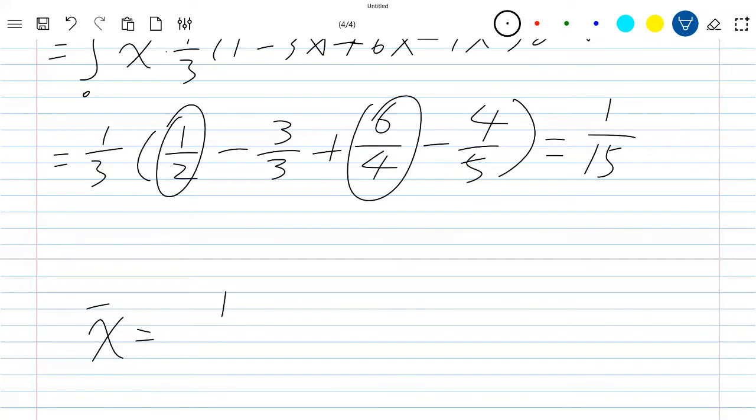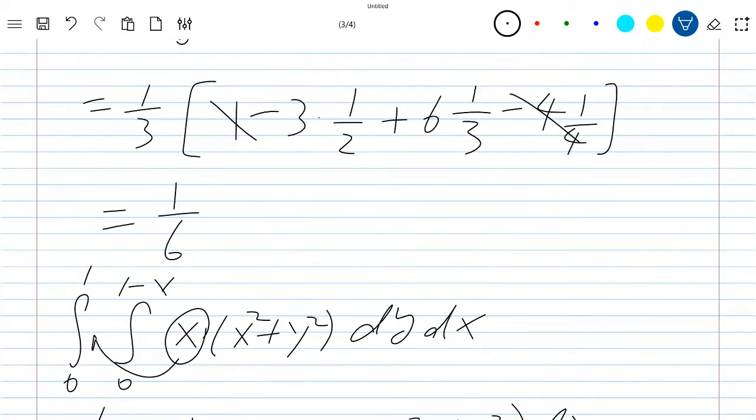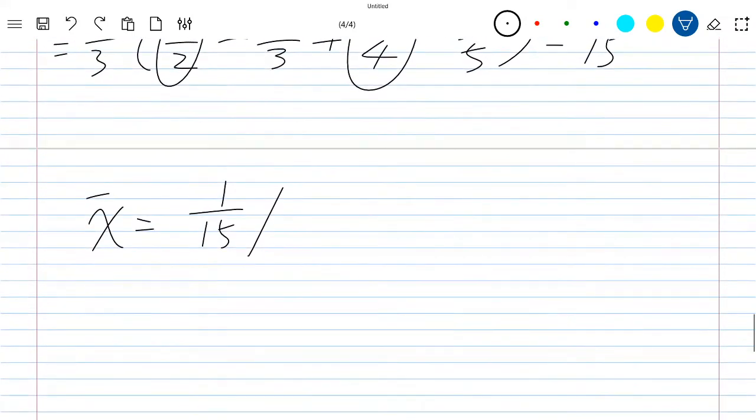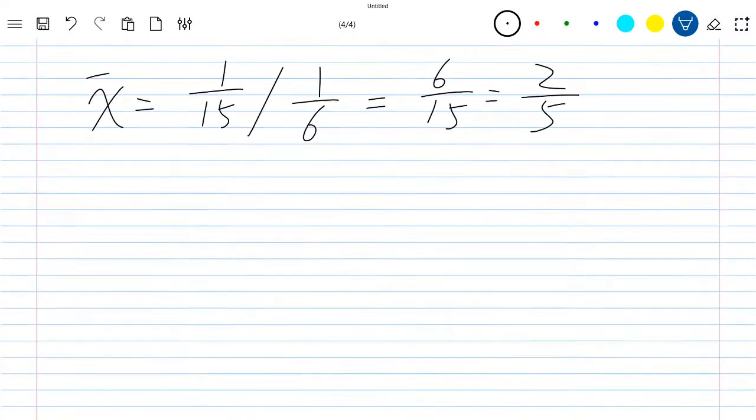Okay, finally, what is x bar? X bar equals 1/15 divided by the mass. And what is the mass? It's 1/6. Oh, sorry. 1/6. And the answer is 6/15, which is 2/5. That's 0.4, and that's a little bit bigger than 1/3, as we expected. Okay, so this example shows you how to find the center of mass.